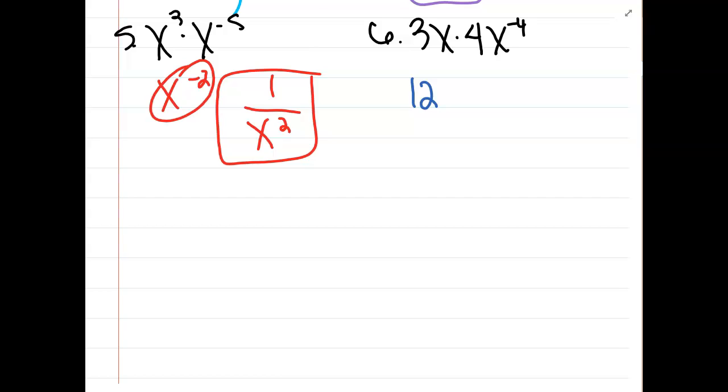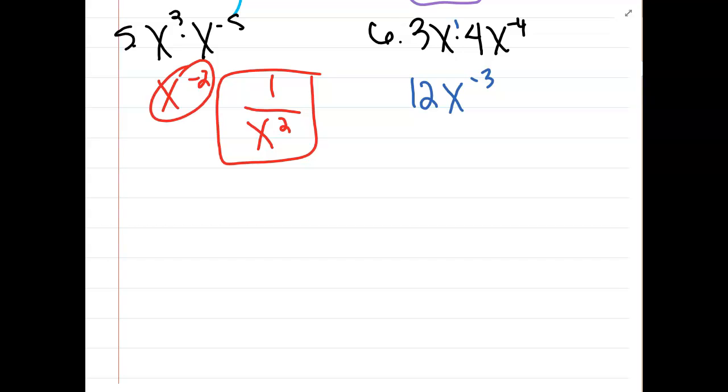When you take x to the, what number is there? 1. When you take x to the first times x to the negative 4th, you would get x to the 1 plus negative 4. You add the exponents, you get negative 3. Okay. The last thing, make sure your answer is in simplest form, which means if you have a negative exponent, you can't leave it like that.